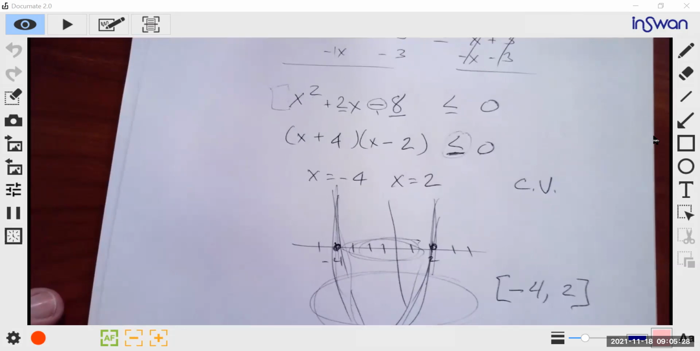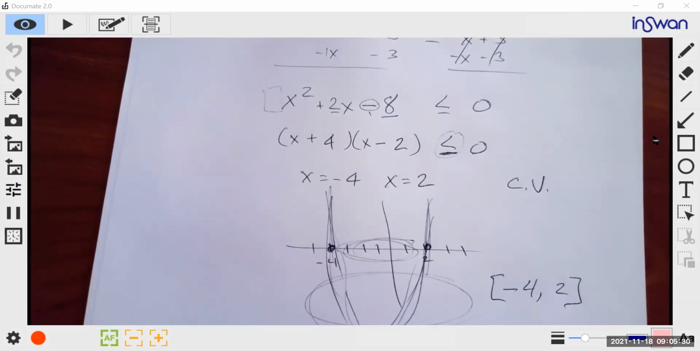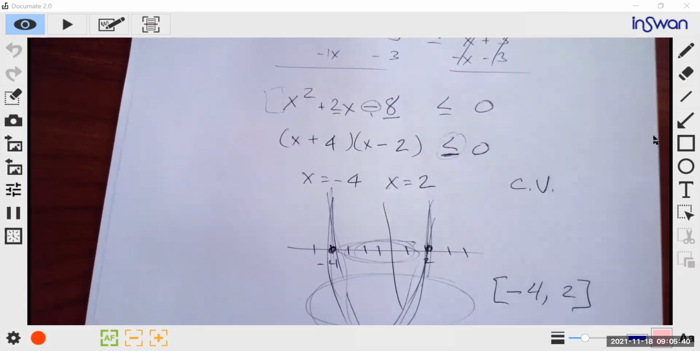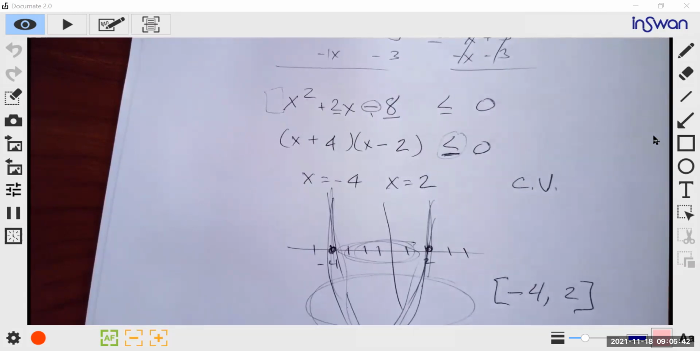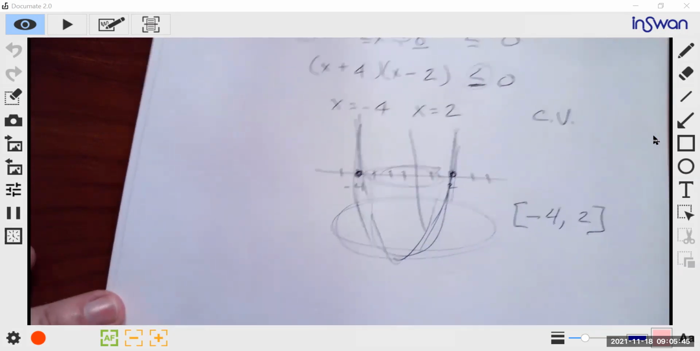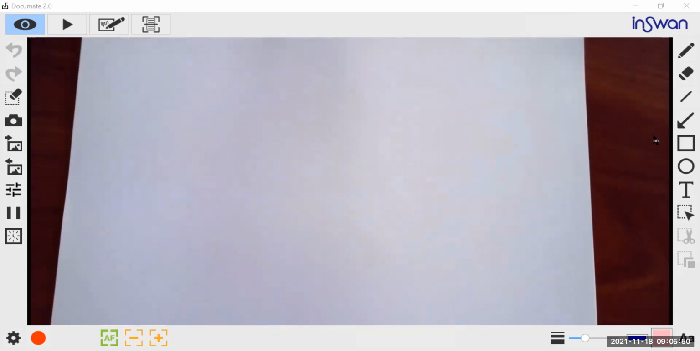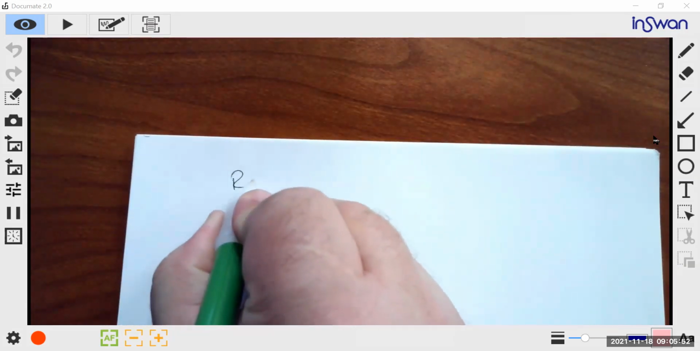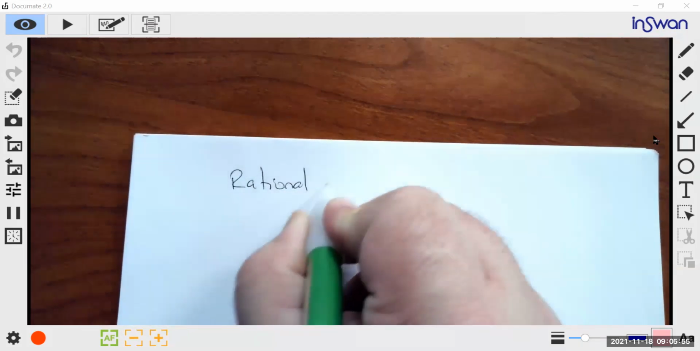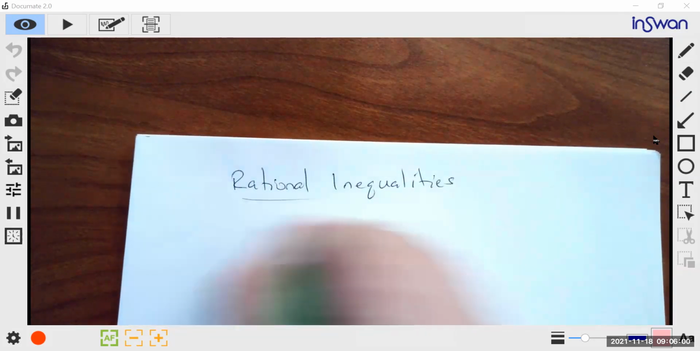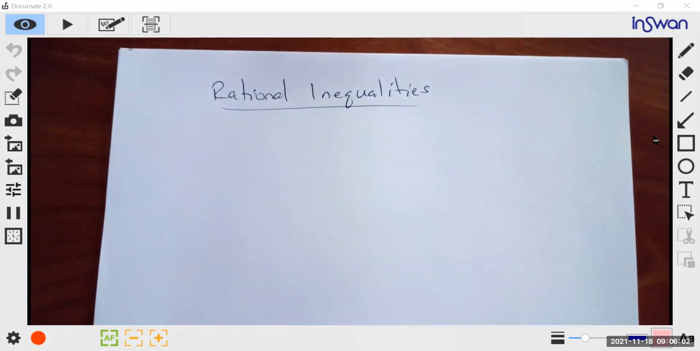Any questions about this so far? We need to know this because the next part is rational inequalities, fractions. The last part of chapter 4. Rational inequalities, fractions.